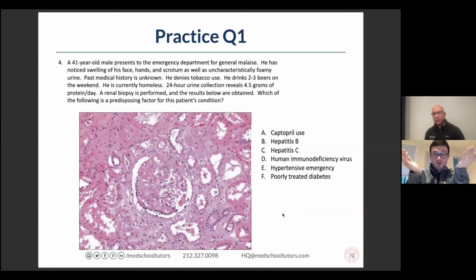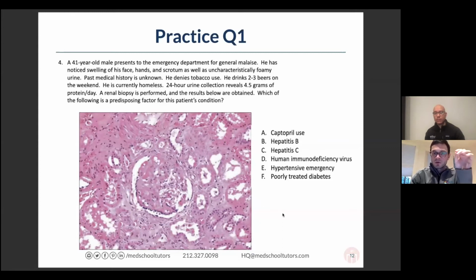Like the only clue I've really gotten here is that this gentleman is unhoused and that he has nephrotic syndrome. So kind of a vague differential. Yeah, how do we do that and manage the time, right? Good question. So I'm going through it probably a little more slowly than I would on my own, right?